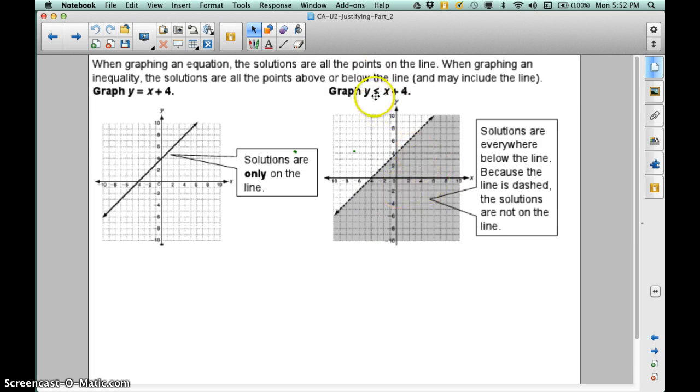Below, because we have a less than, that dashed line tells us that it does not include the points on the line. If it wanted to include the points on the line, there would be an equal to underneath the less than symbol. And every point in this shaded area, if plugged in for the x and y value here, would work, would make a true statement.